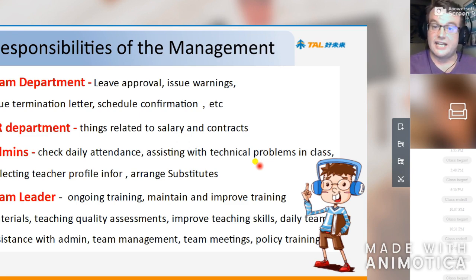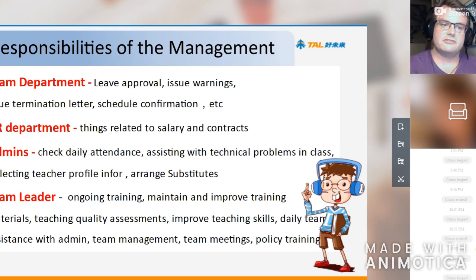We do daily team assistance with the admins, so the admins will ask TLs to help them with teachers, and then we help them out, of course. We help our teachers out during the shift to make sure that everything's running smoothly with them. Oftentimes teachers will message their TLs with questions or with problems, and that takes up a lot of our time in the shift as well, as our teachers' concerns are very, very important. We organize team meetings, and of course we do policy training as well.